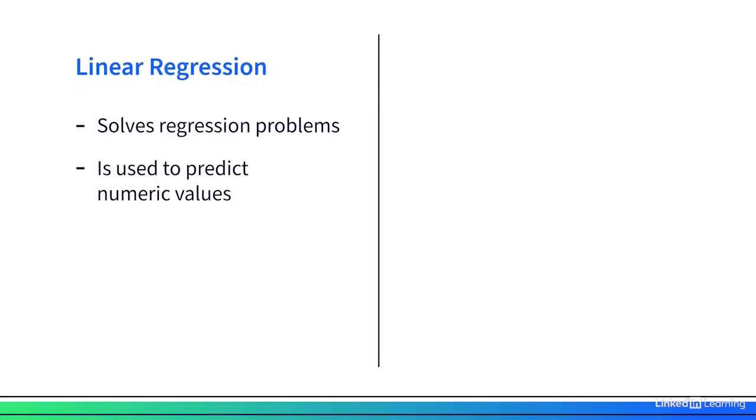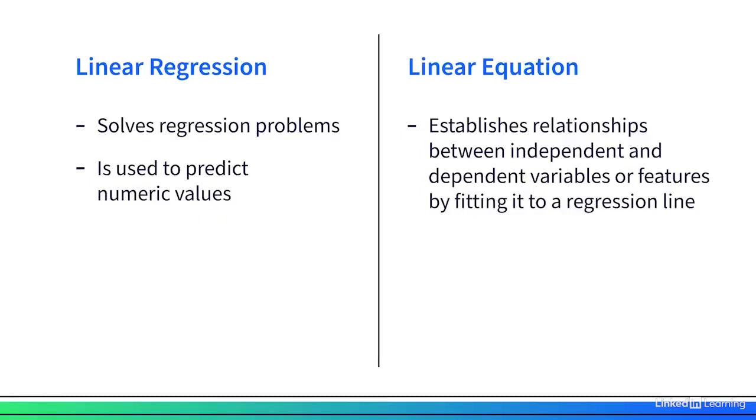You have several learning algorithms to choose from for training. Linear regression solves regression problems and is used to predict numeric values like the cost of a home. A linear equation establishes a relationship between independent and dependent variables, or features, by fitting it to a regression line.